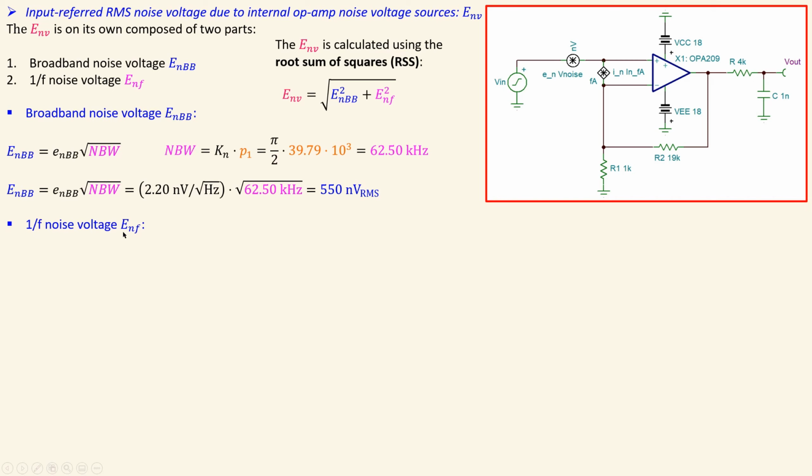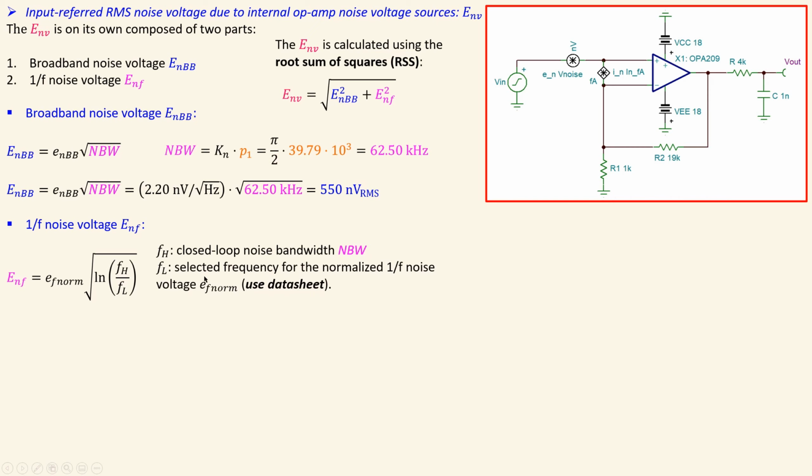The 1/f noise voltage in RMS value is given by this formula, and we have here several parameters. The F_H is the closed loop noise bandwidth. The F_L is a selected frequency that will also calculate your normalized 1/f noise source, which is then given by this E_F norm. And for that we will also use the datasheet, because most of the time we will take for the F_L 0.1 hertz, and that will be then used to determine the value for that from the datasheet.